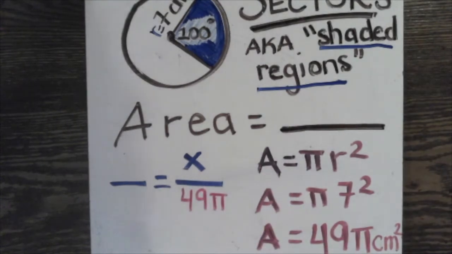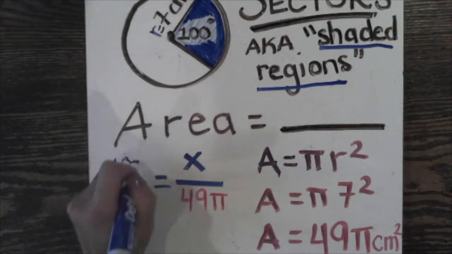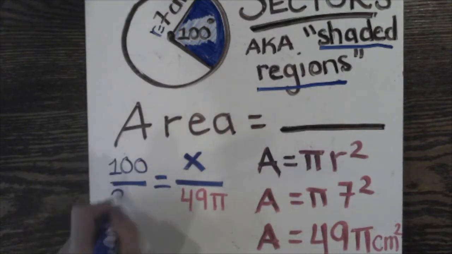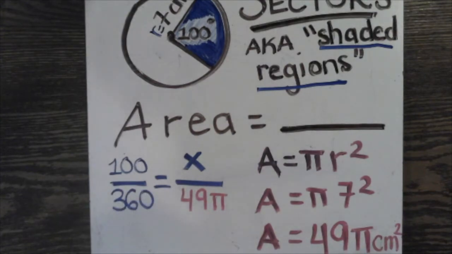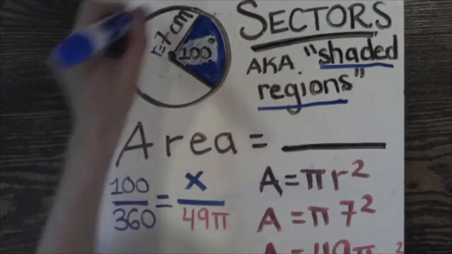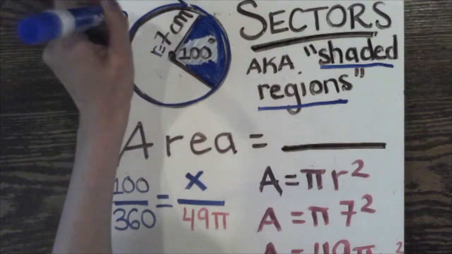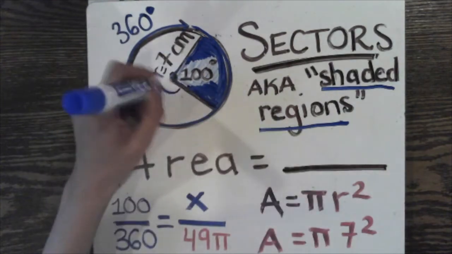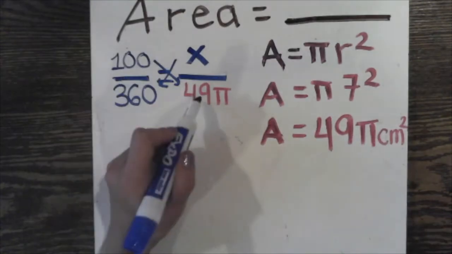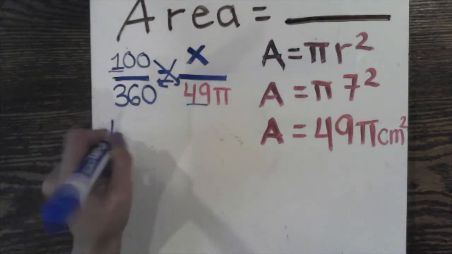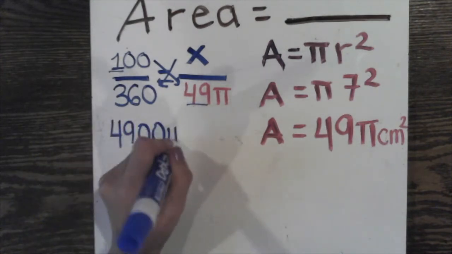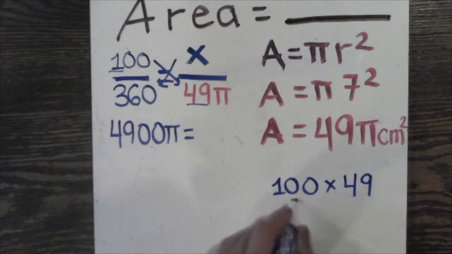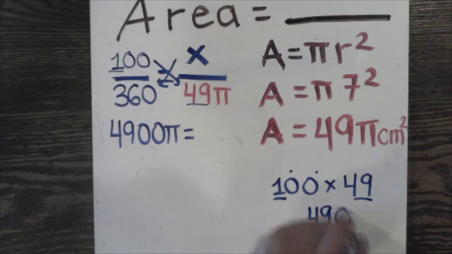Now, because I don't know how many slices, I am going to use degrees, and I am going to write 100 degrees. You don't need the symbol, it's like having the units, but you can if you'd like, divided by 360 degrees total, because there are 360 degrees in a full circle. 100 degrees is the region I want, and 260 is what's left over. 100 times 49 pi is 4,900 pi. And if you're wondering how I did that, I think of 100 times 49 as 1 times 49 is 49, and then add the 2 zeros.